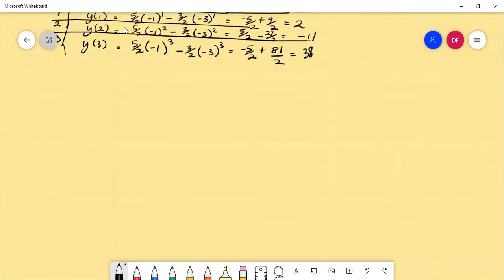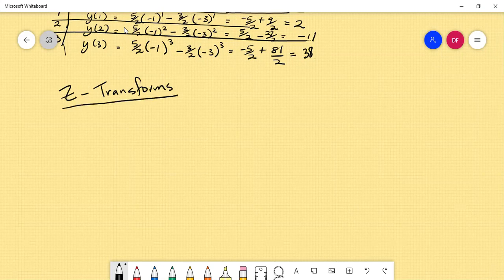Now, the thing about it is that as I have been solving the difference equation, yes, that's a legitimate method, but of course, we in engineering don't solve it that way. Just like how we use Laplace transforms to solve differential equations, we use the Z transform to solve and analyze difference equations. So we're going to talk about the Z transform.